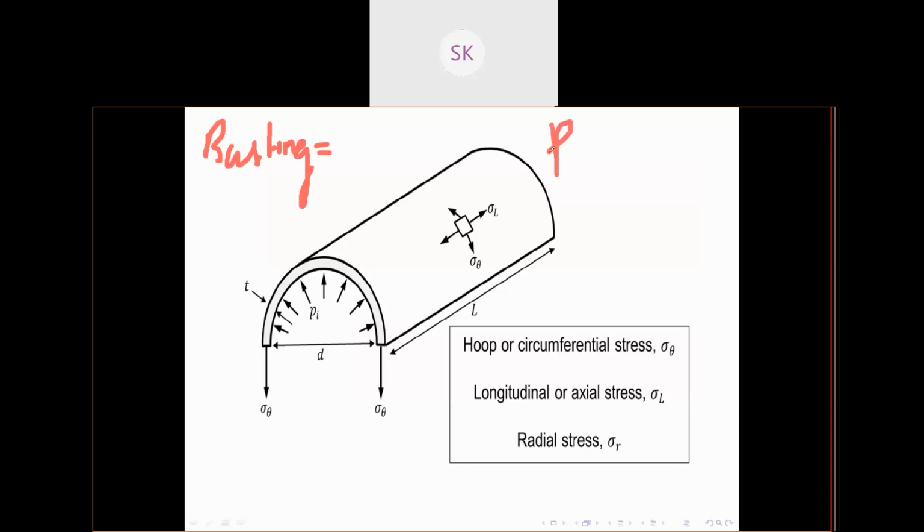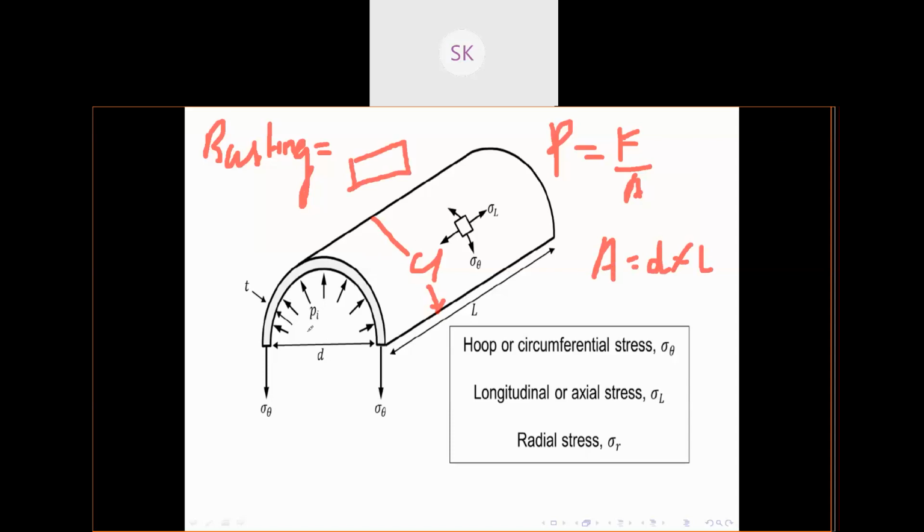We know pressure has a formula of force per unit area. And it is acting along the circumference. This is the diameter of the section. This is the length of the section. So what will be the area? Your area will be D into L. Assume this circumference as a rectangle side.